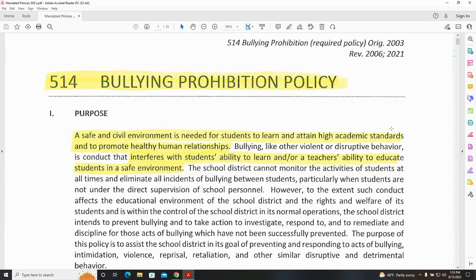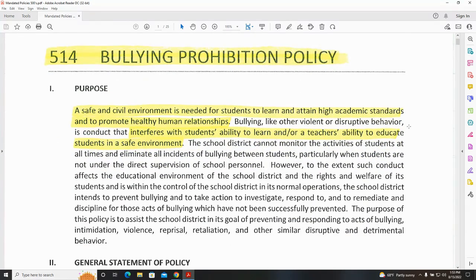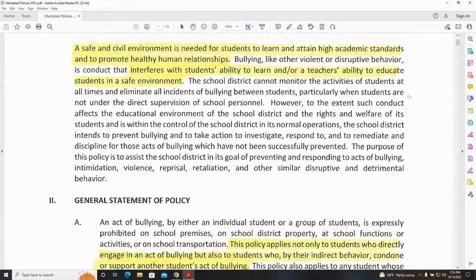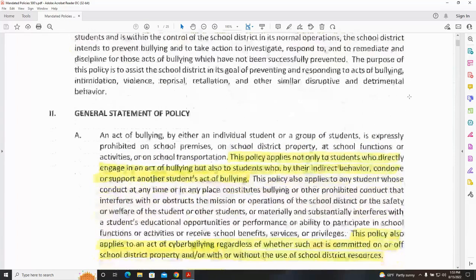So, as some of our other policies have stated, the goal is to create a safe and civil environment that's needed for students to learn and attain high academic standards and to promote a healthy human relationship. Bullying interferes with the student's ability to learn and/or a teacher's ability to educate students in that safe environment. So we want a safe, comfortable environment for our students, and obviously, bullying stops that from happening.